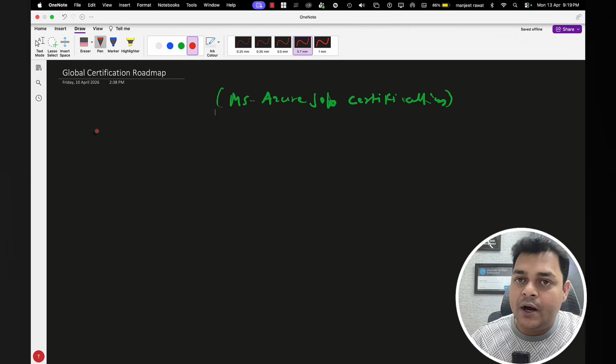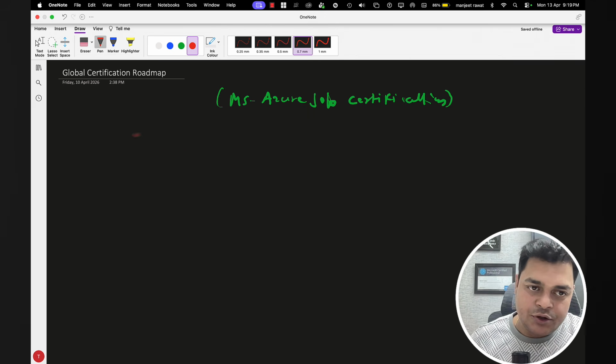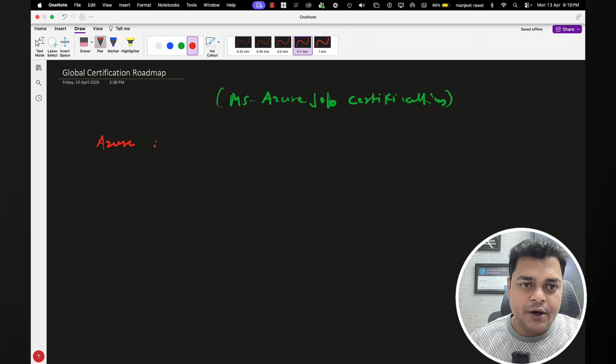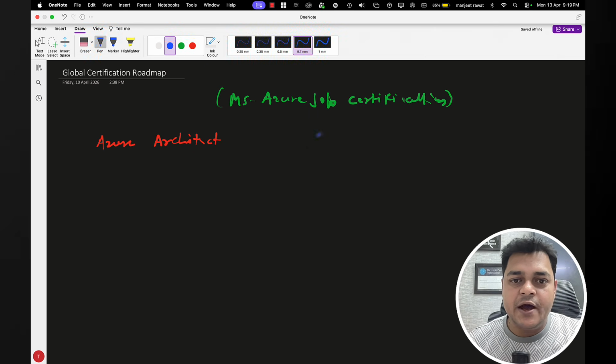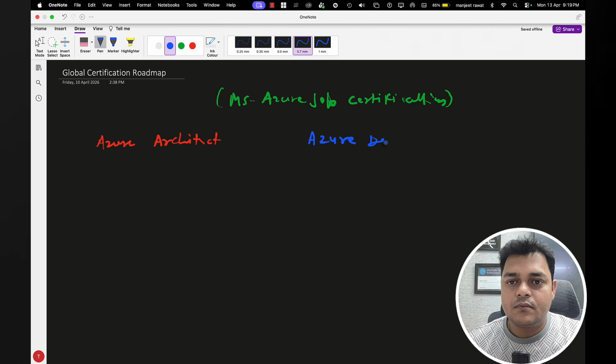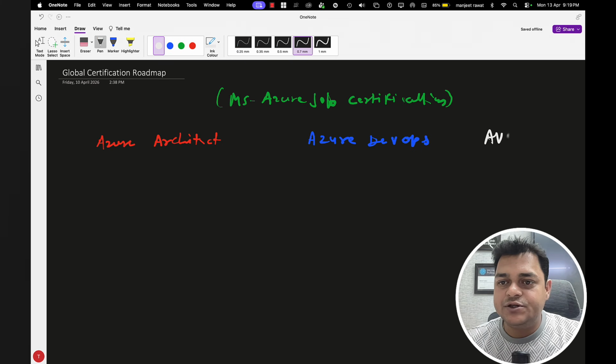You need to divide it into three different parts, and according to your current roles, responsibility and experience, we are going to select. The first one is related to Azure architect. The second is related to Azure DevOps. And the third is related to the AVD engineer, right?